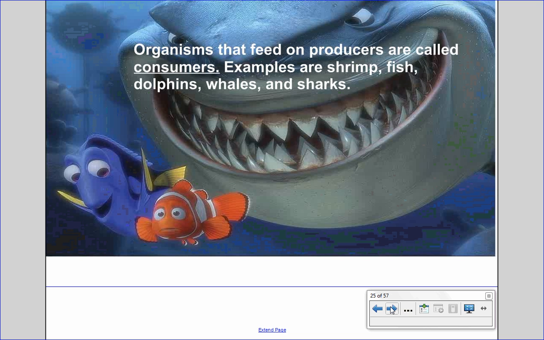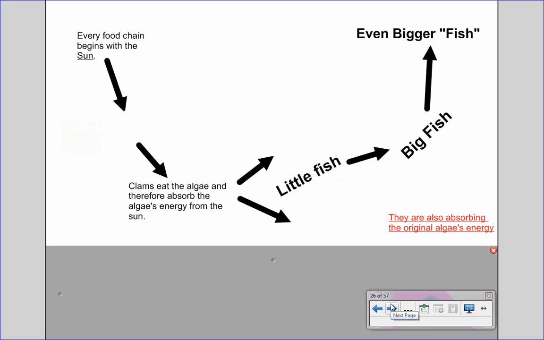Organisms that feed on producers are called consumers. Examples are shrimp, fish, dolphins, whales, and sharks. Here's an example of the food chain. Every food chain begins with the sun.